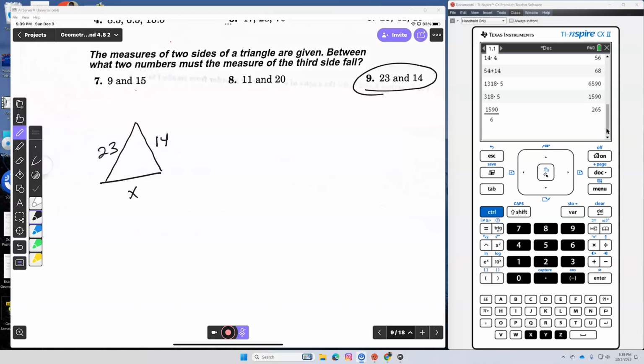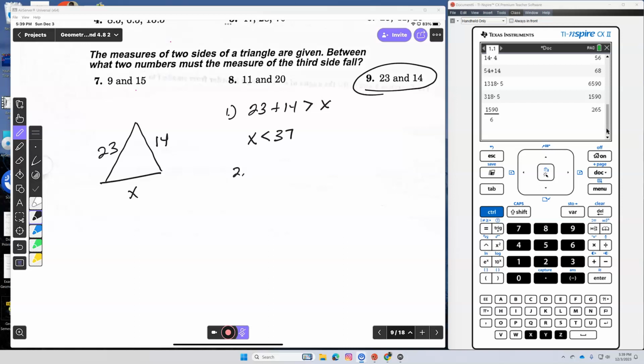So my first possibility is 23 plus 14. Those are the shorter legs. Oh, it's 14. The sum has to be larger than the third side, x, and if you turn it around, x would have to be less than 23 plus 14, which is 37. So the first possibility, or the range, is that the highest it's going to be is 37.